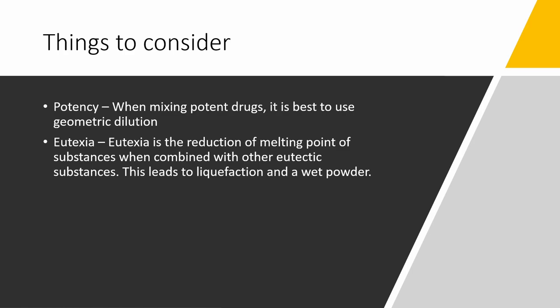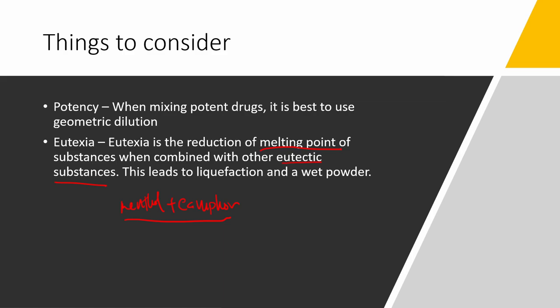And the second thing you need to consider is eutectics. So eutectics is basically the phenomenon in which there is a reduction of melting point when combined with other eutectic substances. An example of this is menthol and camphor. So if you add these together in a mortar and pestle and you triturate them, as you triturate, it becomes liquid. These are two powders. They are powders at room temperature. If you triturate them separately, they are still powders. However, if you triturate them together, they will start to liquefy. So this is called eutectics.